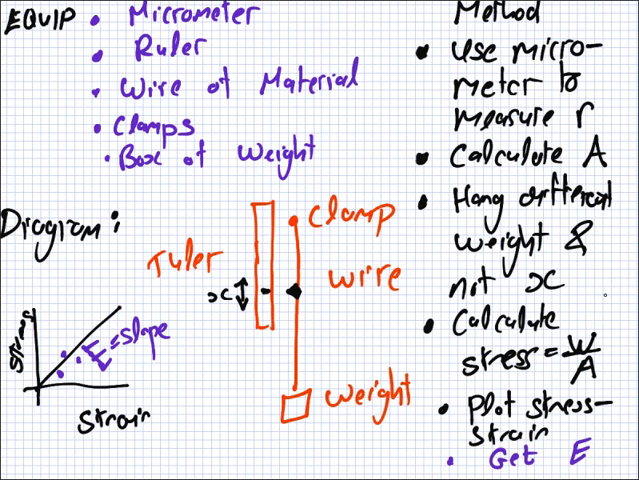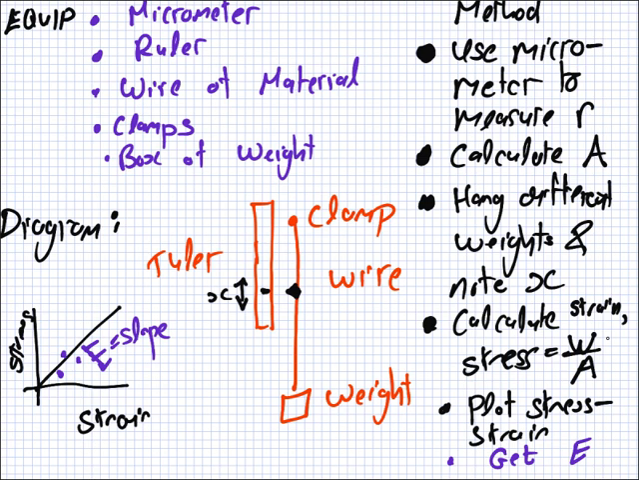Sorry, I can read this if you have trouble reading it. I'll read the method, okay? Use micrometer to measure radius. Calculate area A. Hang different weights and note the extension X. Calculate stress equals W over A and plot stress against strain. Calculate stress and also calculate strain.